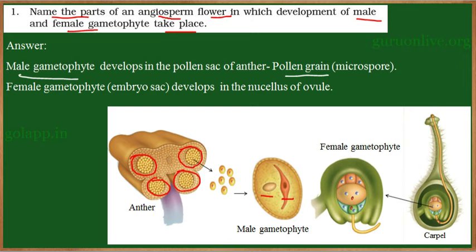Now coming to the second part, the female gametophyte. It is also called the embryo sac. Now this develops within the nucellus of the ovule. That is, the unit of gynoecium is called the carpel. Now the carpel will have stigma, style and ovary.